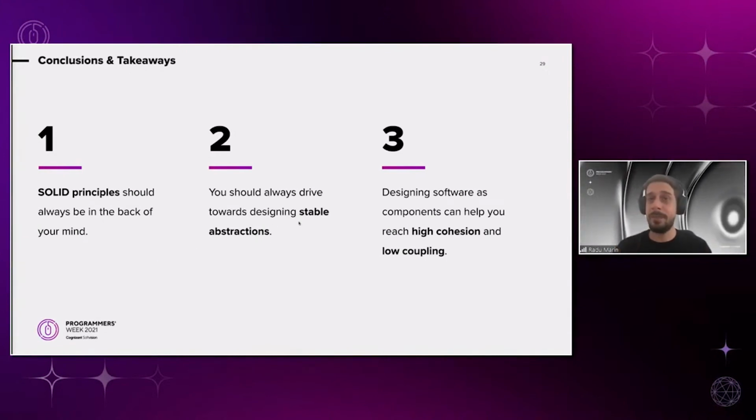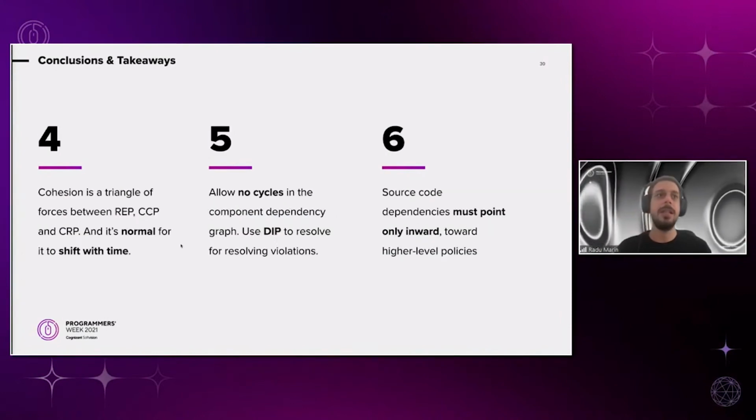Have this drive towards stable abstractions. Don't forget, stable abstractions means you're driving towards stability and you're driving towards abstraction. Keep this in mind. And always look at the balance between high cohesion and low coupling and keep it as good as it can get for you. Don't forget, we have ways of measuring it, so you can start measuring these.